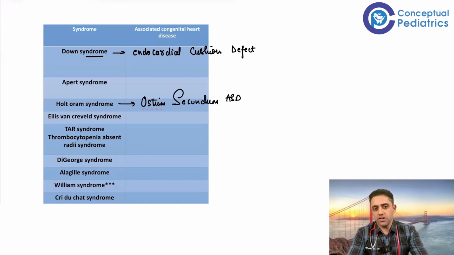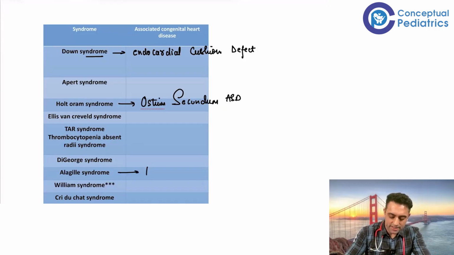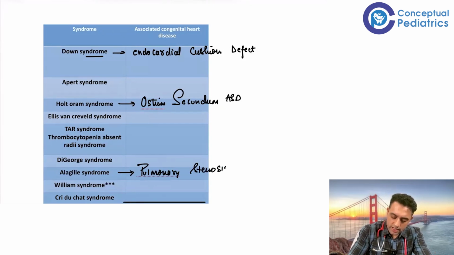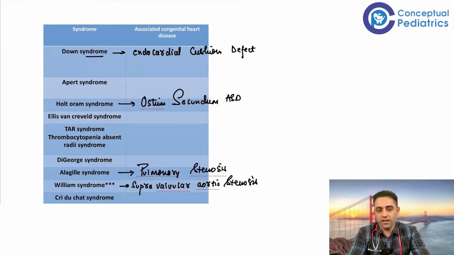What I'm telling you right now initially are the exam questions. The most common congenital heart disease in Alagille syndrome, very importantly, is pulmonary stenosis. Number 2, which is the most common congenital heart disease in Williams syndrome? In Williams syndrome it is supravalvular aortic stenosis.